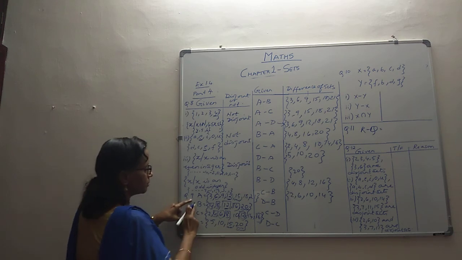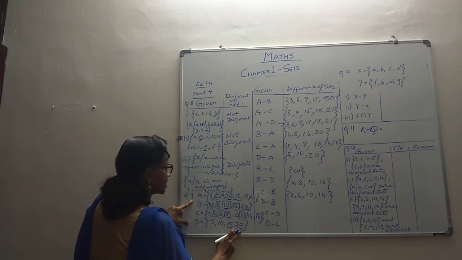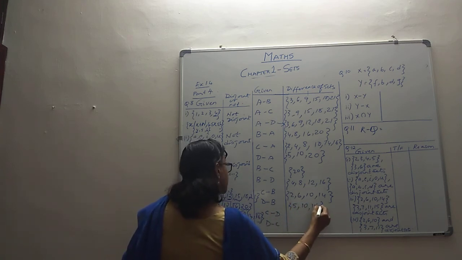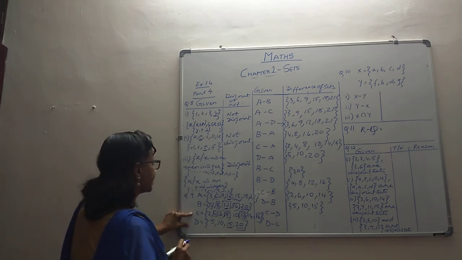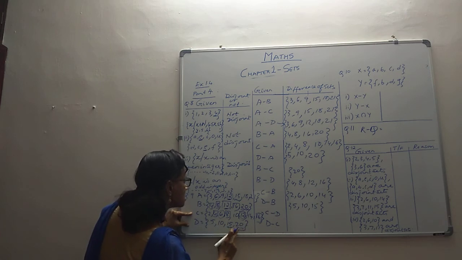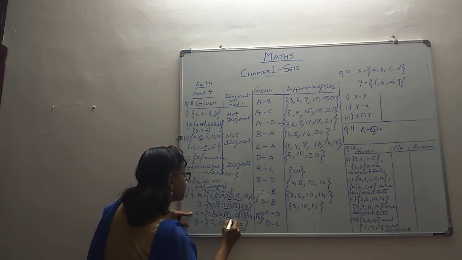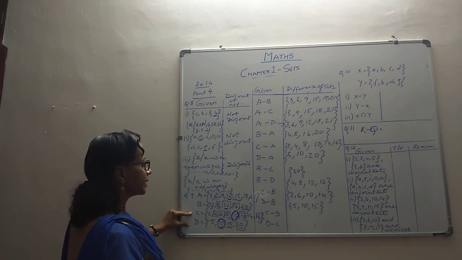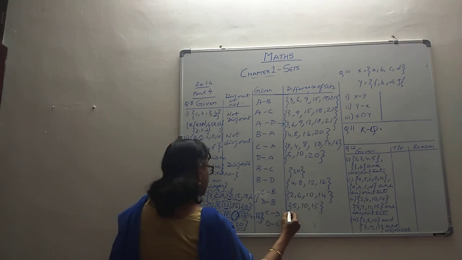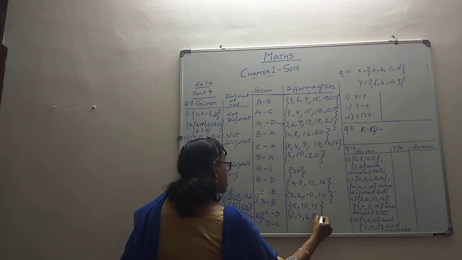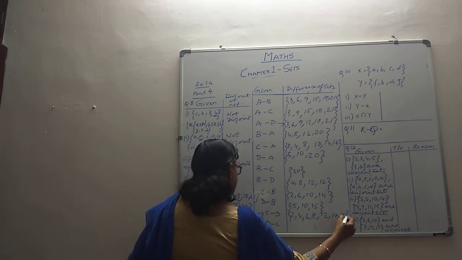D minus B. Between D and B, the common element is 20. So you can remove the 20. So it's 5, it's 10, it's 15. Between C and D, as we see, 10 is common. That's all. We don't see anything else common. So you could have C minus D as 2, 4, 6, 8, 12, 14 and 16.